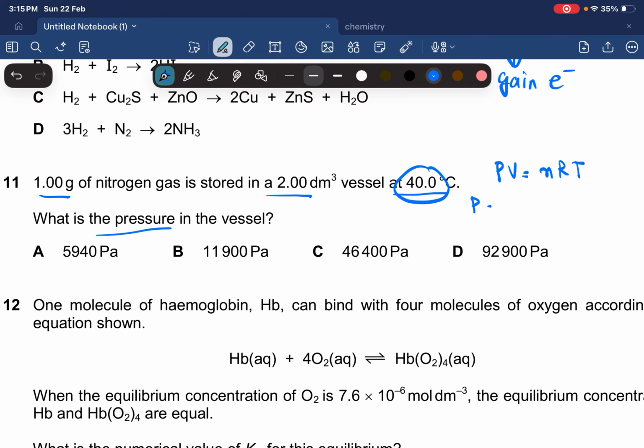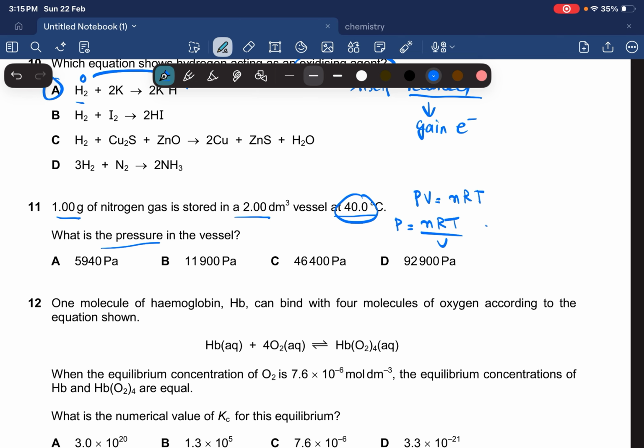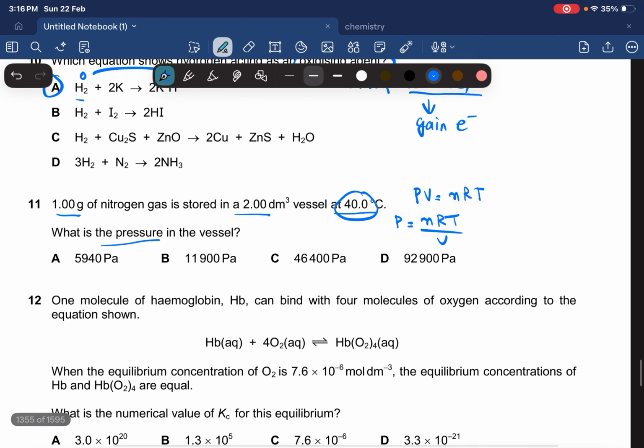n is the number of moles of nitrogen. How are we going to figure out the moles? There is a simple formula for moles that we use. Moles equals mass upon Mr. So the mass of nitrogen is 1 and the Mr of nitrogen gas, we're not dealing with only nitrogen, we're dealing with N2. So it's going to be 14 plus 14 because we have 2 atoms of nitrogen. So that's 1 upon 28. How many moles do we get? 0.0357.